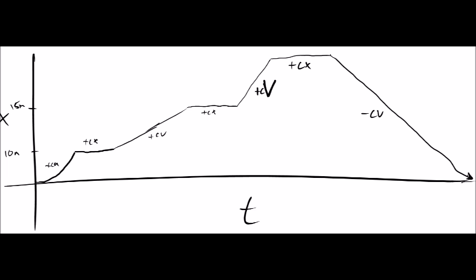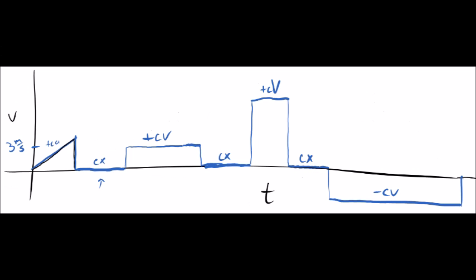Next, let's do a velocity versus time graph of the exact same situation. So now we're trying to graph his velocity. So this is different from your displacement. As we go up on the y-axis, that means we're increasing our speed.